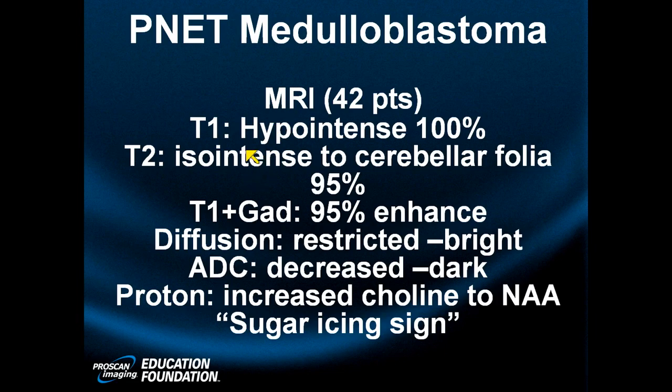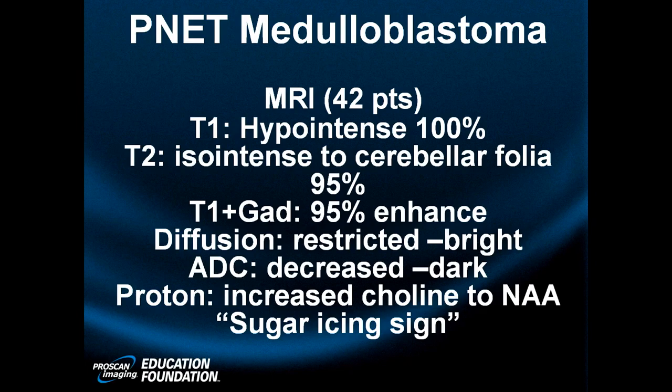In adults, they tend to be more hemispheric, more solid, more oval, but they still are very packed with a high nuclear to cytoplasmic ratio, so they are not cystic masses. They're typically iso-intense to the cerebellum. Only 5% will you see extremes of heterogeneity within these lesions. They enhance either solidly or with the sugar icing sign, the Zuckerguss sign that I showed you previously.